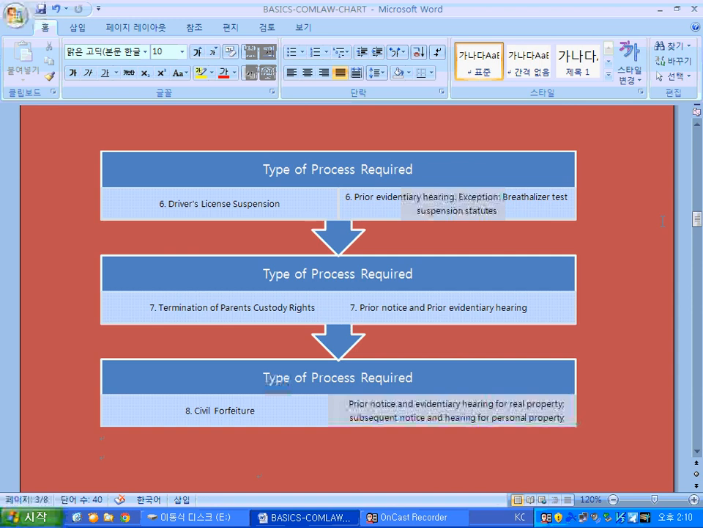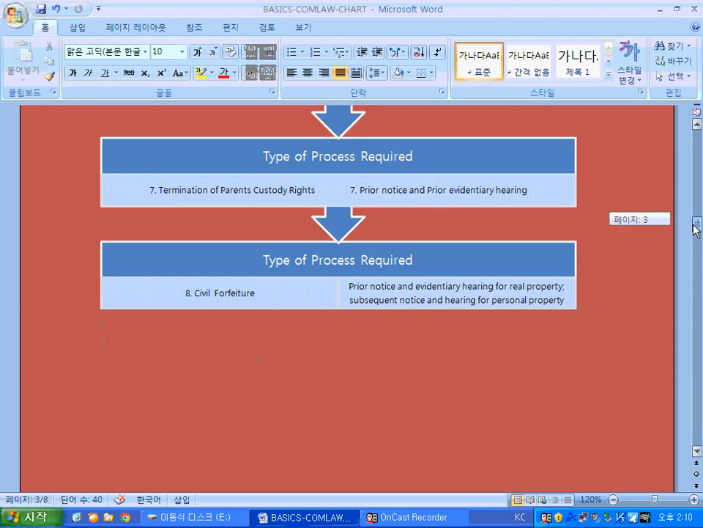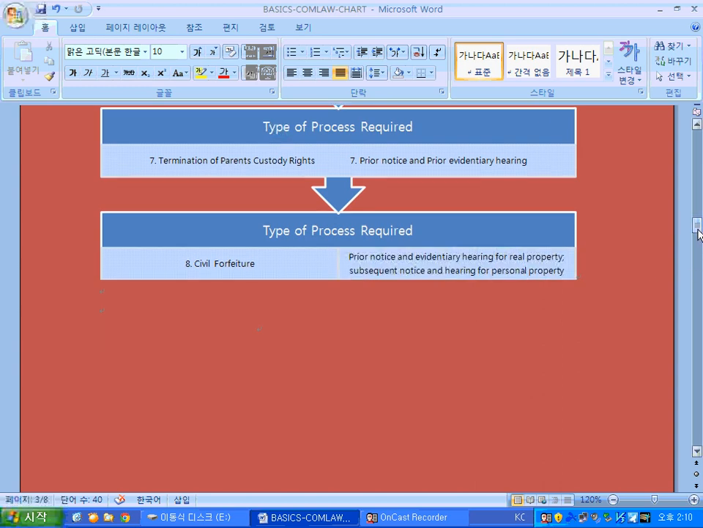And the interest involved would be a civil forfeiture. In this case, prior notice and evidentiary hearing for real property, and a subsequent notice and hearing for personal property. The court opinion split about the nature of the property at issue. Normally, a more official process has to be offered when the property would be classed as real property.